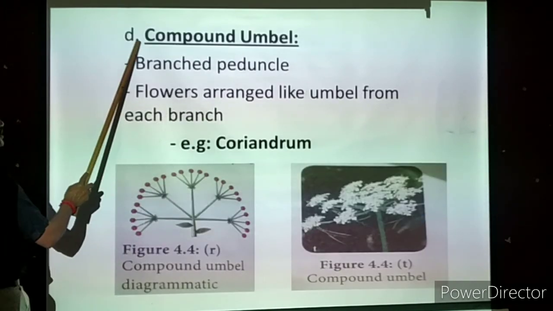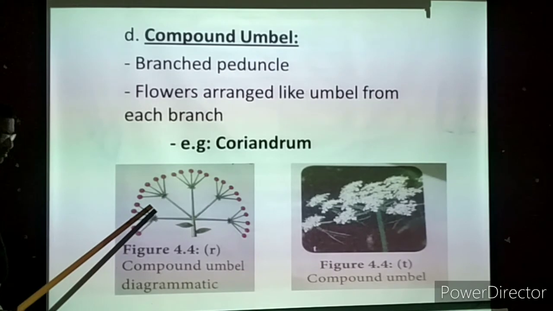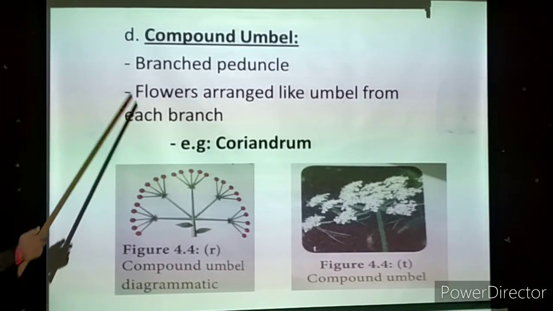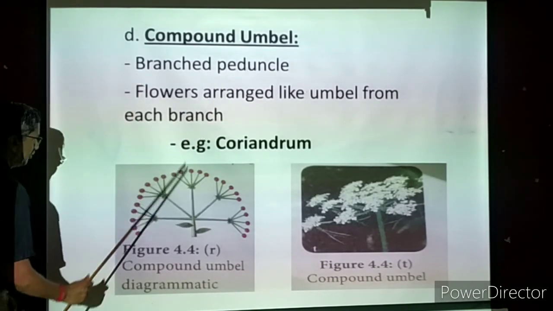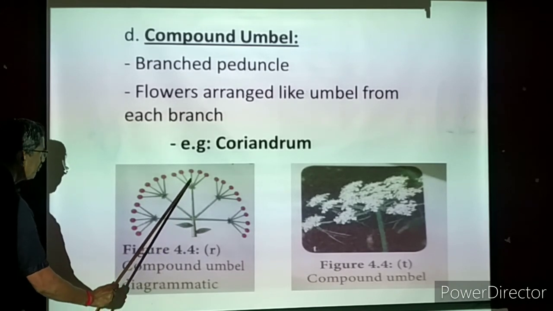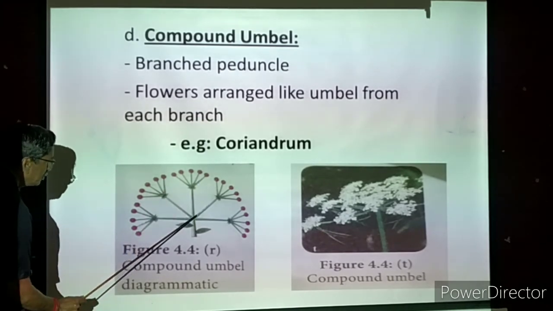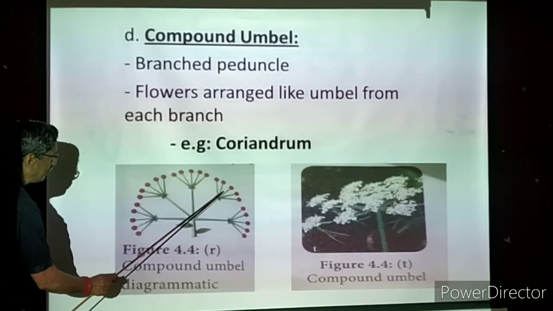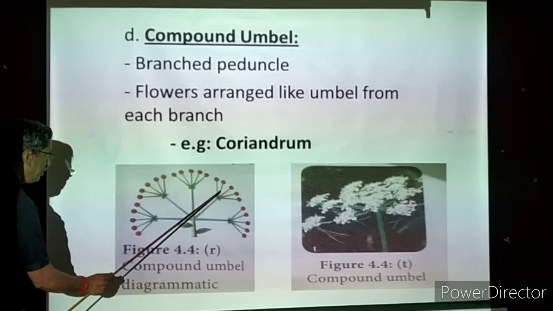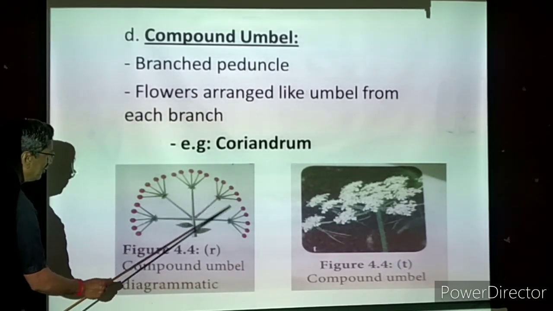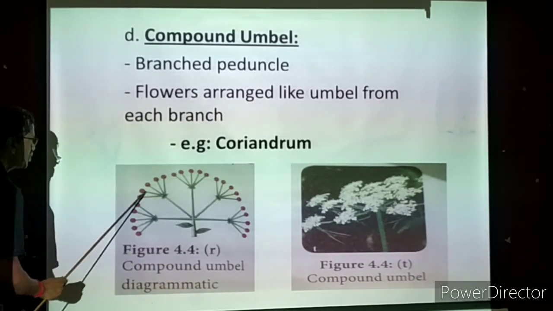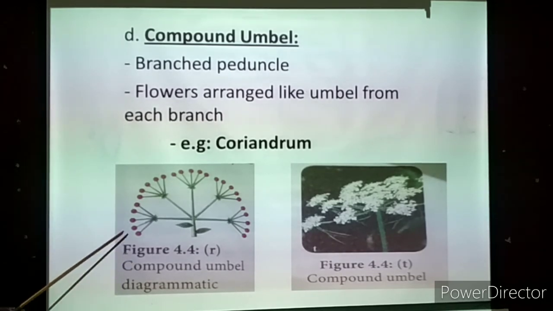Now the fourth type is called the compound umbel. In the umbel itself, compound umbel, branched peduncle. Now this is the main peduncle. The tip is present, projecting out. Below the tip, one common point, a group of flowers will be there. Now this is the branch. Here also the tip of the branch will be growing continuously, but below the tip, one common point, one group of flowers.